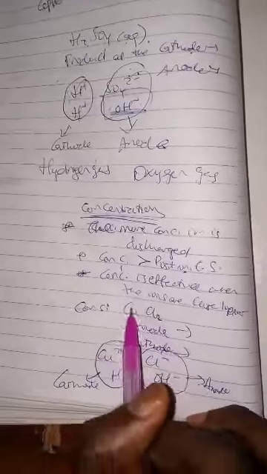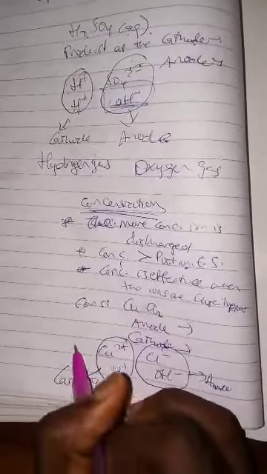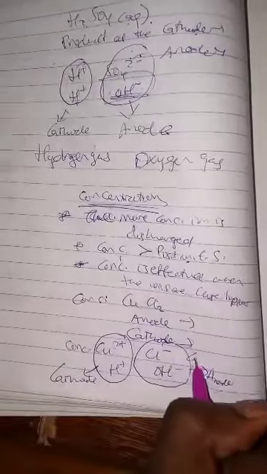Yes. So they now said concentrated. That means Cu and Cl2 are concentrated. So this one is concentrated, this one is concentrated. Are you getting it now?